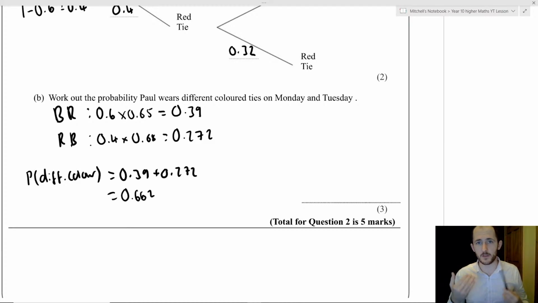Probability tends to be one of the trickier topics because people can lose marks without really noticing. Okay, so these kinds of questions are the most common for students to kind of lose a mark or two because they don't include all the probabilities or something else. Okay, so it's very easy to make a mistake.